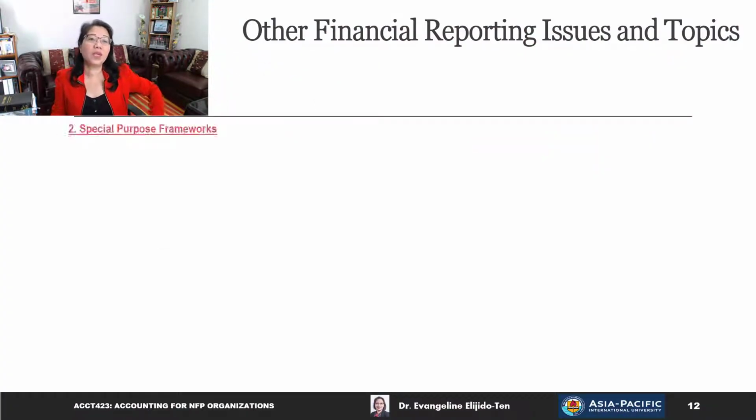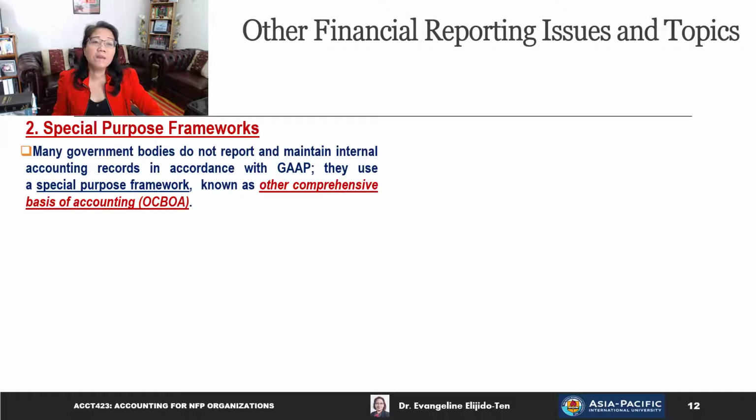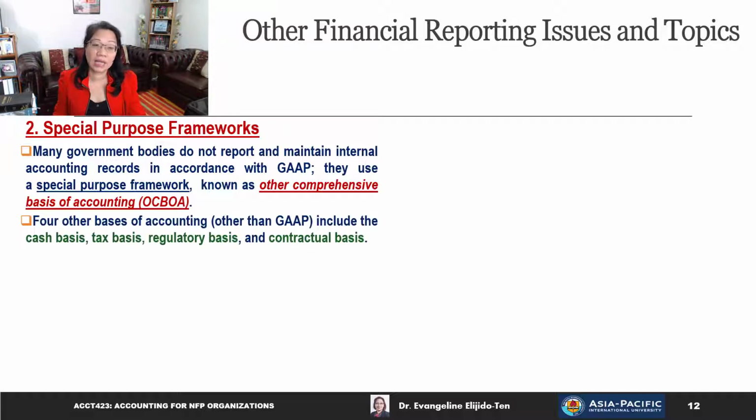The second topic that is being considered is the special purpose frameworks. All right. There are many governments that do not report and maintain their internal accounting records in accordance with the generally accepted accounting principles. So rather than using GAAP, for example, they use a special purpose framework. And this is known as OCBOA, Other Comprehensive Basis of Accounting.